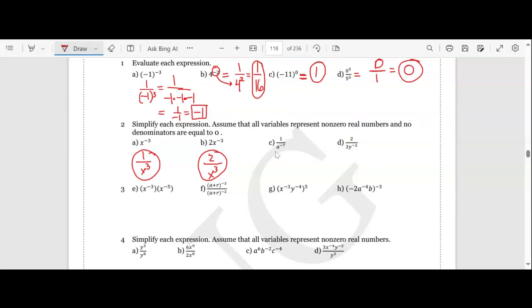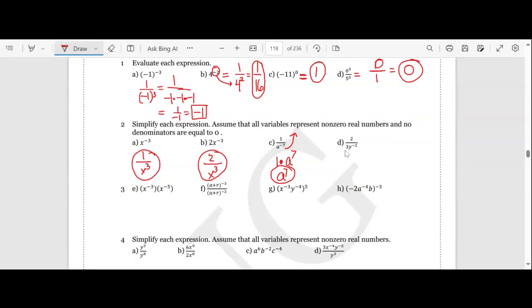Next one, I have 1 over a to the power of negative 7. So I have to bring this up. So it becomes 1 times what? a to the power of what? 7, which is at the end a to the power of 7.